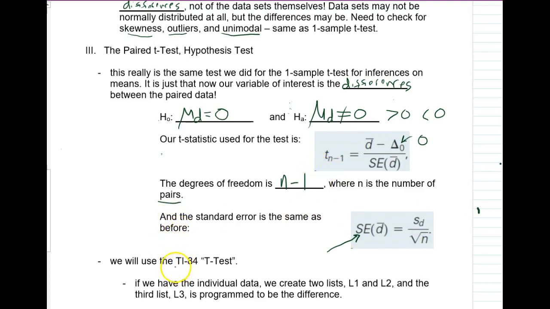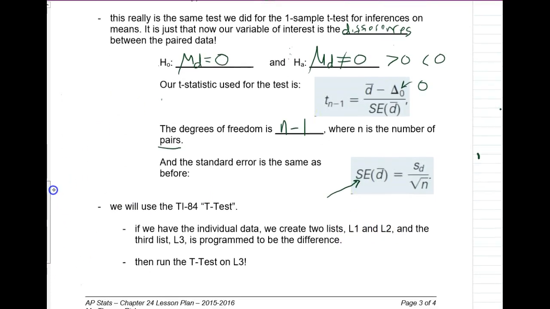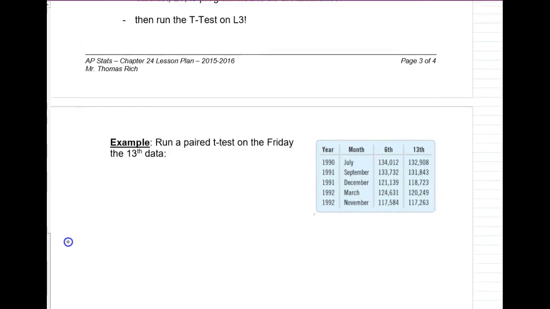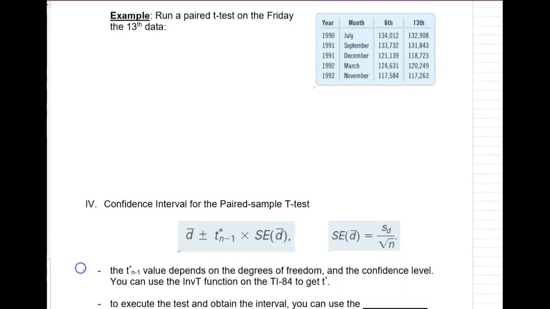And as I mentioned earlier, we're going to use the TI-84 t-test to run the test. Now, if we have the individual data, we'll create two lists, L1 and L2, and then we'll make the third list, L3, to be the difference between each one of the L1 and L2 rows. We've done this before, probably last semester when we used our TI-84s in this manner. So let's do that. Run the paired t-test on the Friday the 13th data.